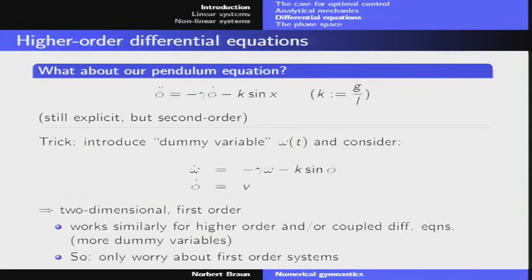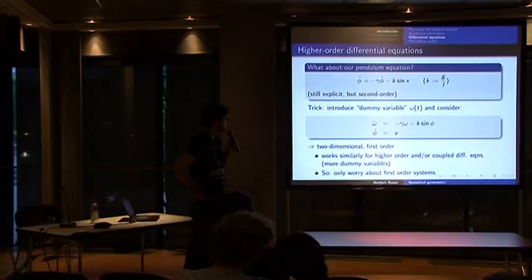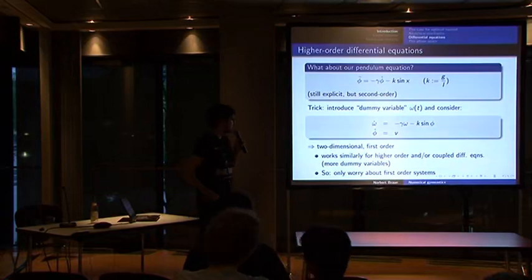And we have omega dot equals minus gamma omega minus k sine phi, and phi dot equals omega. There's a typo here, sorry. Now you can see that if you find two functions, omega of t and phi of t, that fulfill this system, then the resulting phi of t will also solve the original equation.